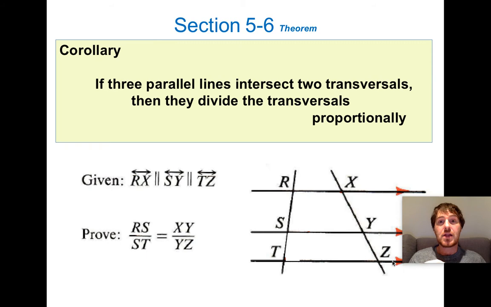If three parallel lines intersect two transversals, then they divide the transversals proportionally. I don't really like this wording a little bit. I kind of stumbled across this when I was trying to describe it here, because transversals are lines, and lines can't get divided proportionally. I guess the segments get divided proportionally.